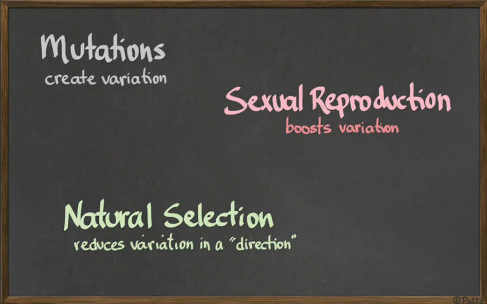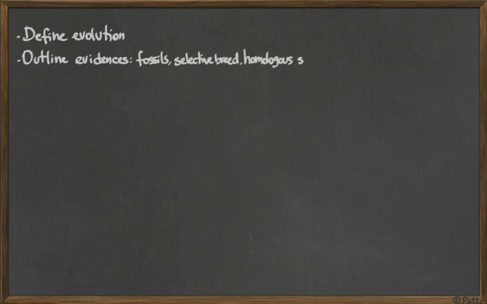In the case of the Industrial Revolution, natural selection pushed the variation that was mainly white, with very few dark, toward the dark spectrum. So it pushes evolution in a certain direction. Okay? In this stop here, there are many things for you to be able to do, to define evolution. We saw before: evolution is change, outline evidence for evolution, discuss fossils, selective breeding, artificial selection, homologous structures, convergence, whatever.